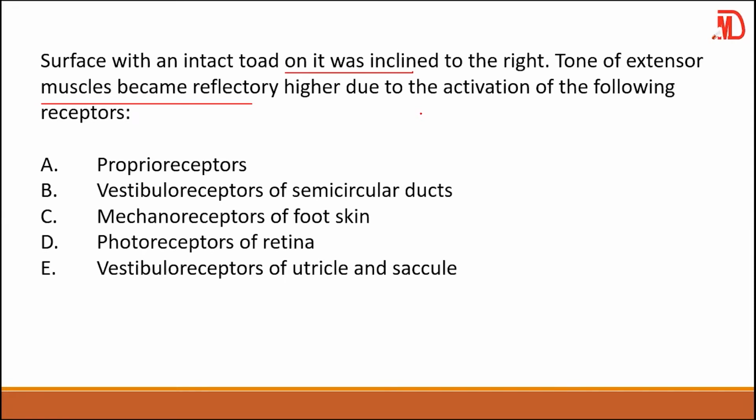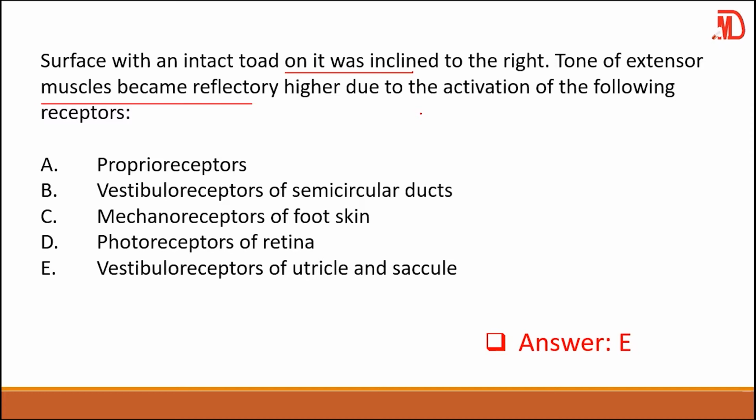So over here, we are dealing with a linear motion. So your answer is, of course, the vestibular receptors of the utricles and the saccules. So your answer here is E. If it was on a merry-go-round, your answer would be B. But this is inclined to the right. To the right, that means it's more or less linear.